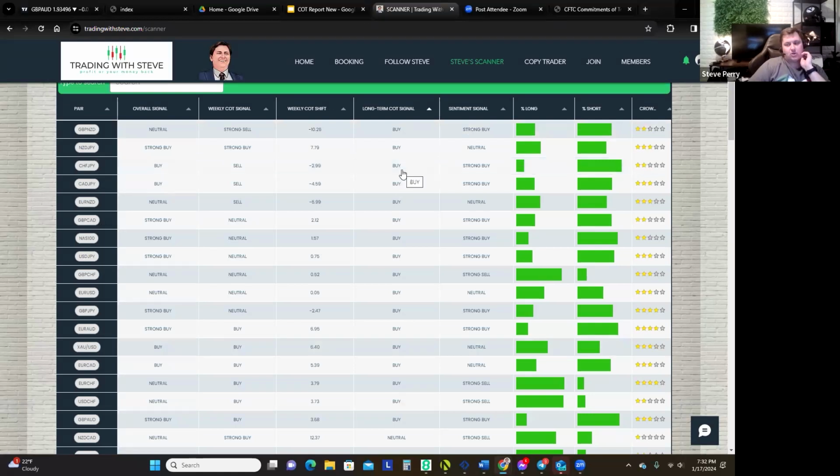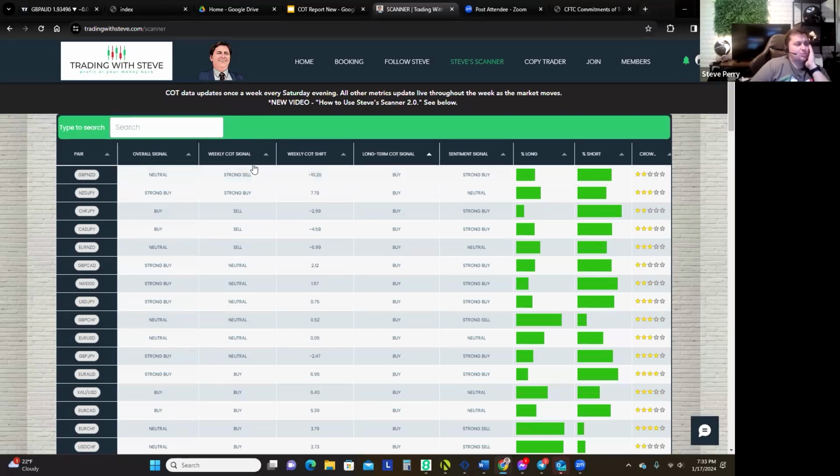Now, we're going to wrap up here in just a moment, but one thing I wanted to make sure is very clear. I think I maybe misspoke or miscommunicated this. When we're looking at the scanner, yes, one third is the shift signal, one third is the long term, one third is the sentiment, but we also grade how strong something is, right? So if something's a strong buy or a strong sell, that matters to us. It matters to me that something's a strong buy versus just a buy. So that's also taken into effect too.